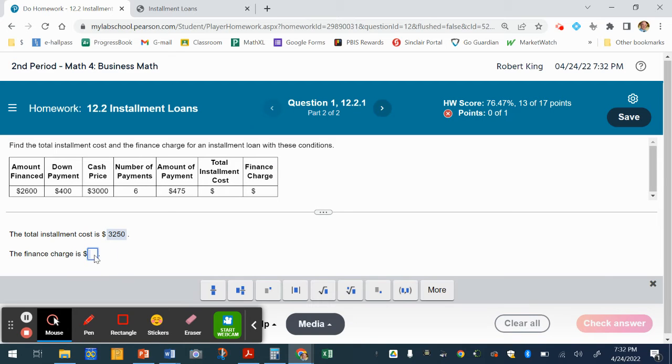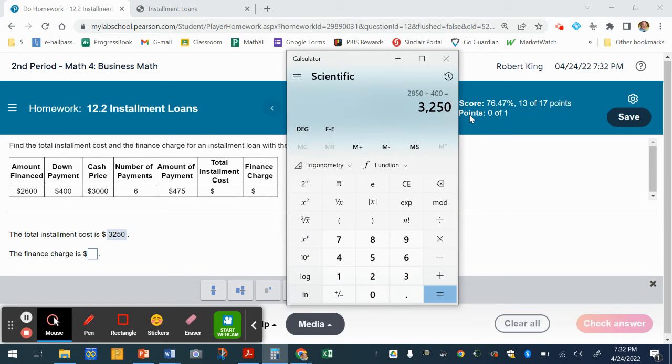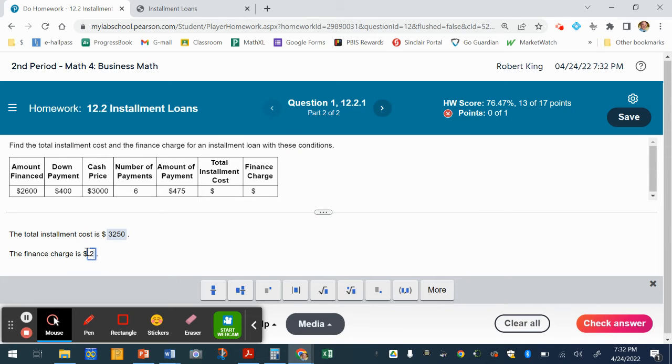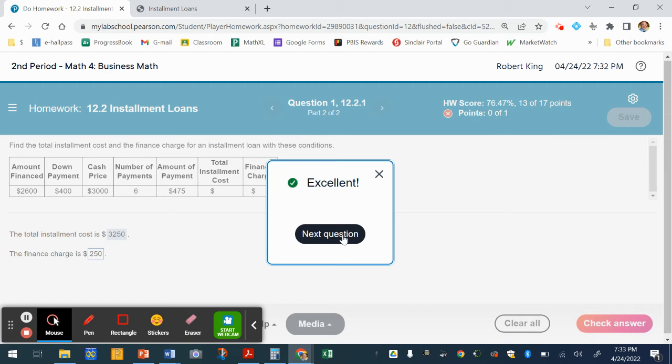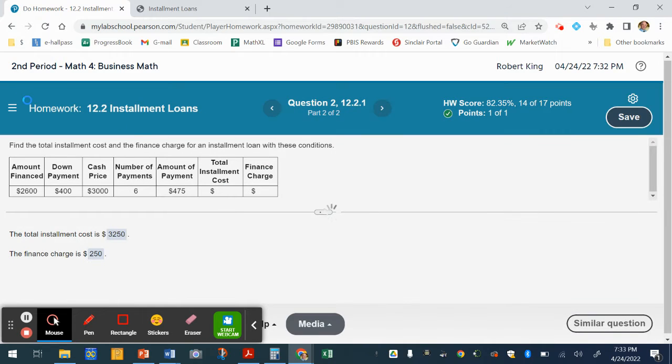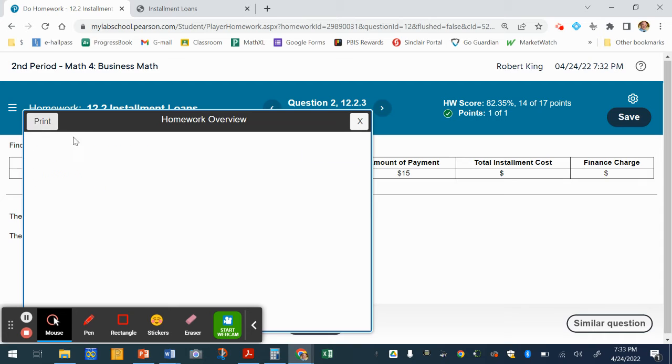Then we want to find the finance charge. So your finance charge is the total amount that you paid minus the cash price. So $3,250 minus the cash price of $3,000, $250 finance charge. And you probably could have done that one in your head. Okay, I'm going to jump to number 4 next.